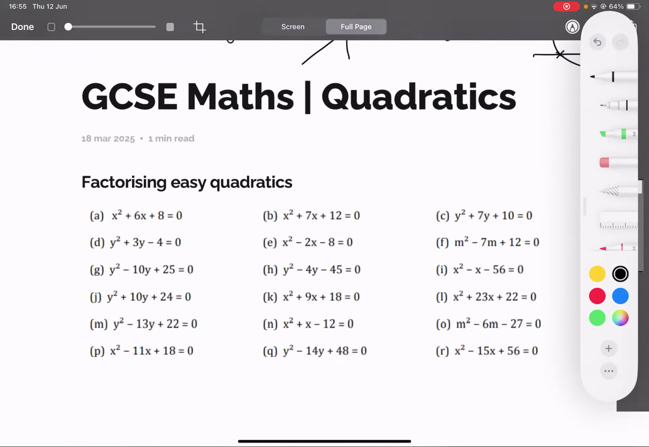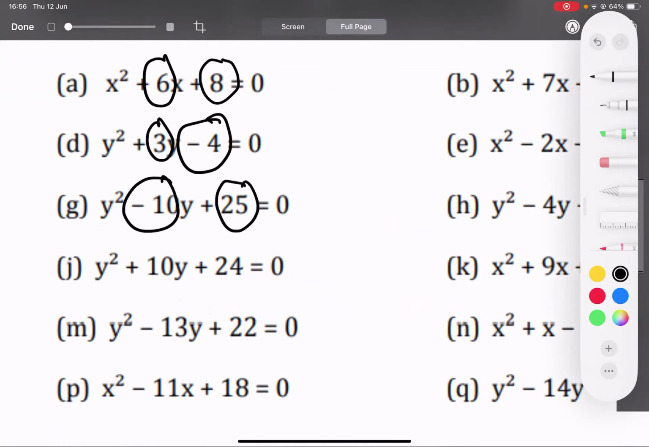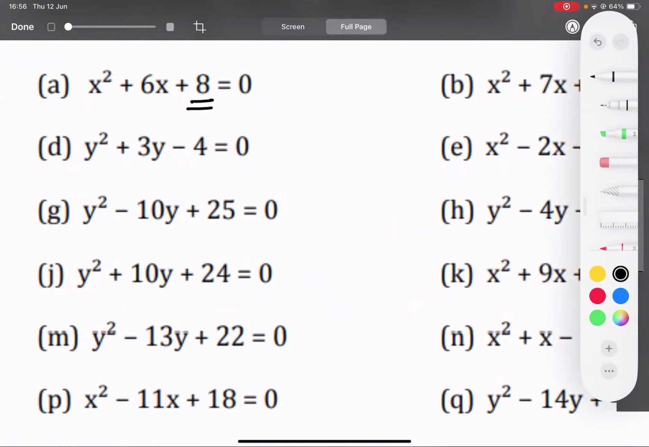You need to practice to get fast at it, but it's always going to be two numbers that times to make that and add to make that. So let's try and think of the two numbers. When you first start out, just think of that eight, and then try to work out all the factors of it and pick the one that adds up to six.